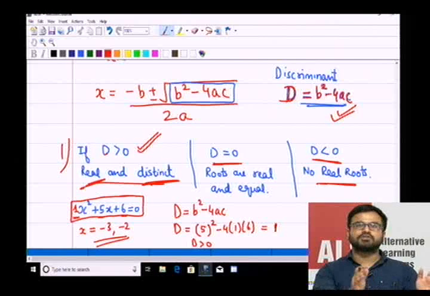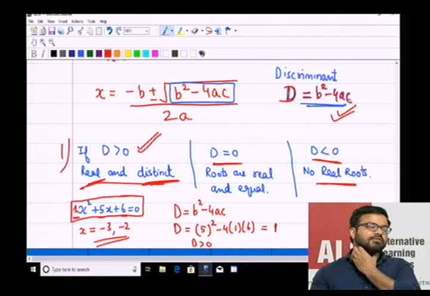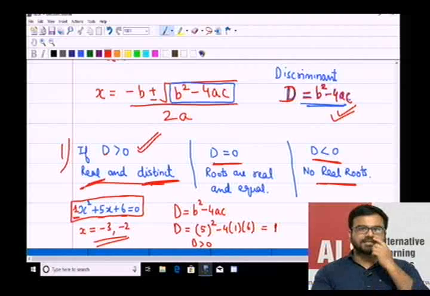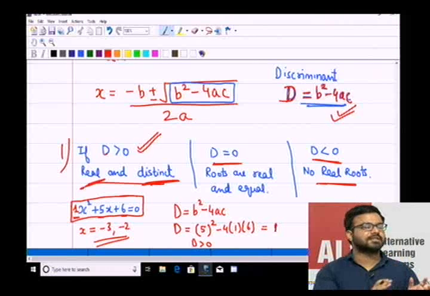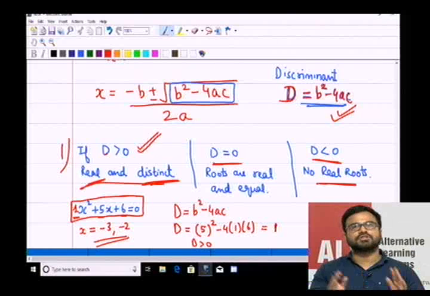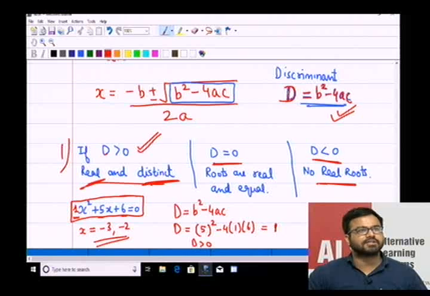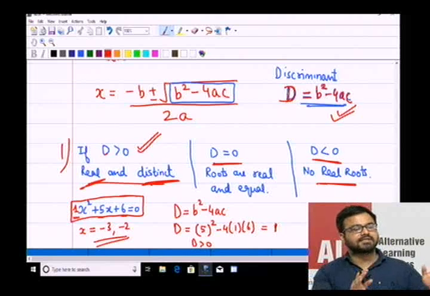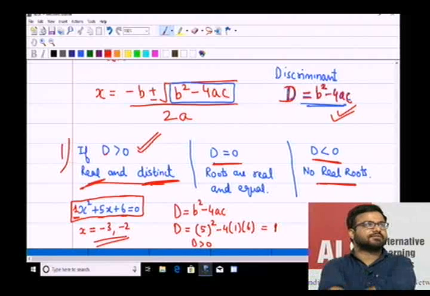We will solve some more questions on this one. Right now our time is about to be over. In the next class, we will start with this discriminant. I have just introduced to you what that is. Homework for you is that you have to go through this theory once again, solve all the questions in your book based on the quadratic equation, and in the next class we will focus on the questions of this one.